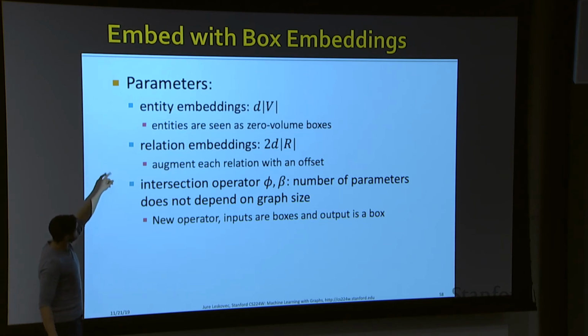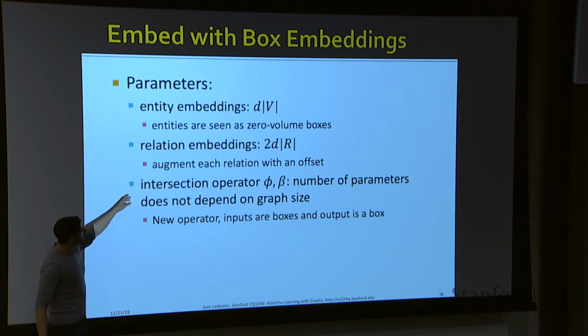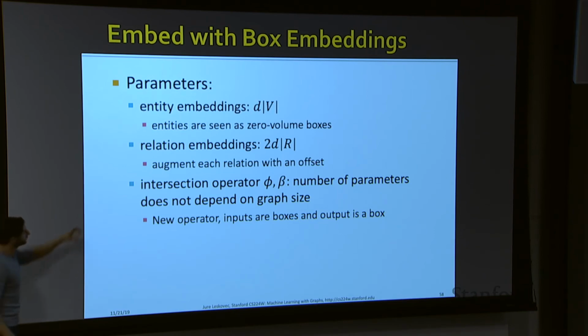Now instead, relations are actual boxes. That's why we have more dimensions. For each relation, we have a set of dimensions for the center and a set of dimensions for the offset, as we explained before. That's how you define a hyperrectangle. And then we're going to have, once again, our intersection operators, which look exactly like the deep sets architecture we've seen before, but now we apply it straight to the boxes. We use deep sets to work out, given multiple boxes representing relations, how to take the overlap between them.